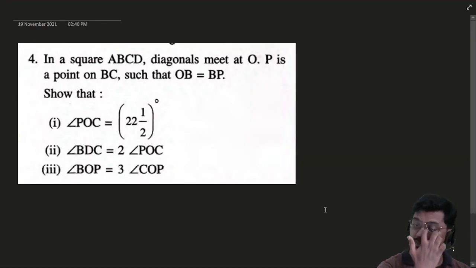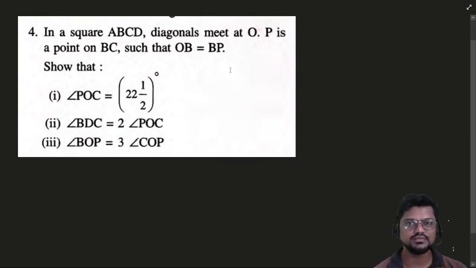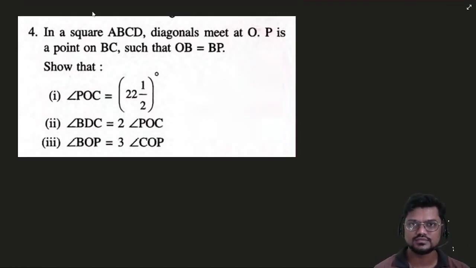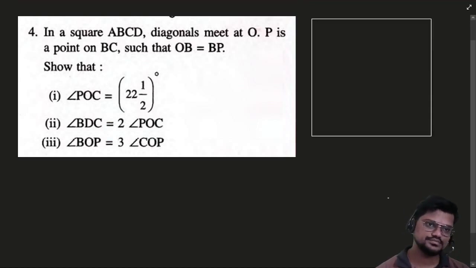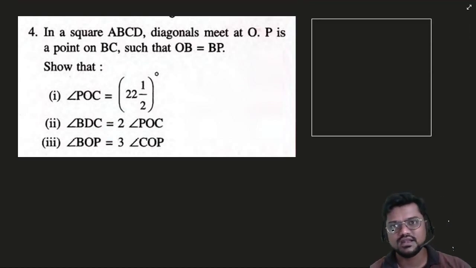Now, in a square ABCD, let's draw a square. This is your square ABCD. Fine. Diagonals meet at O. Fine. We'll draw the diagonals.